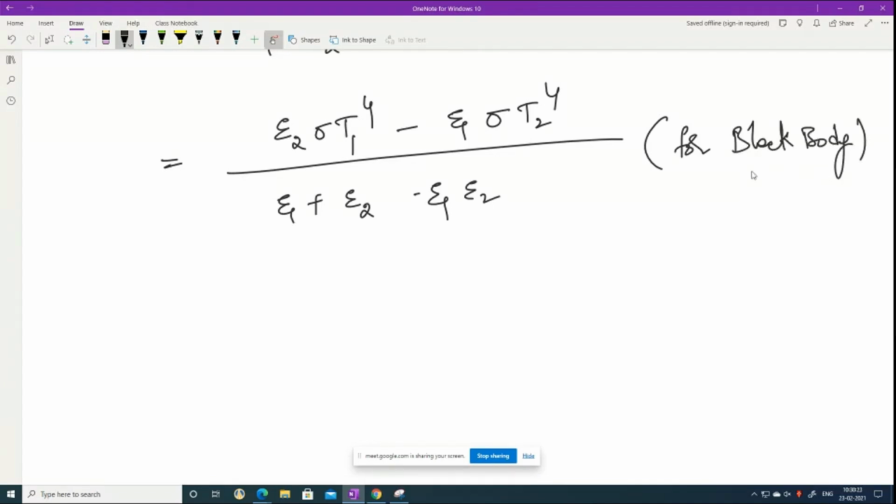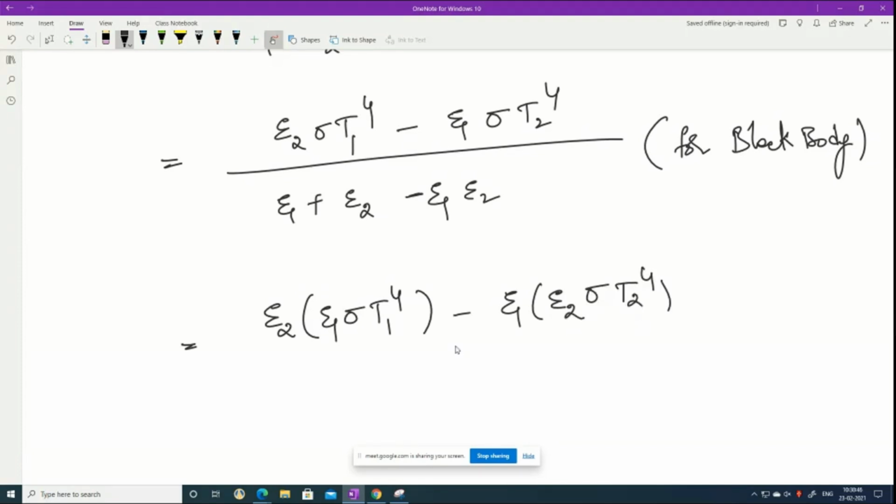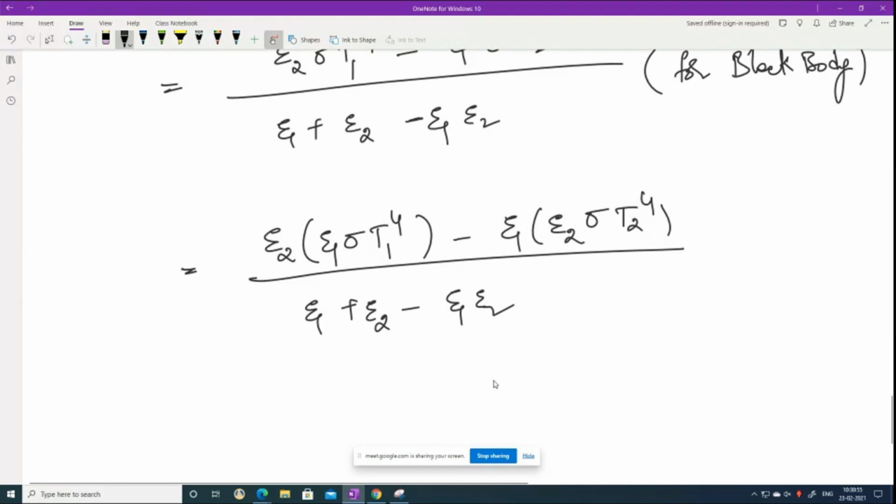If they are black bodies, what happens? The epsilons will be equal to 1 anyway, so that we cannot define. So what you have to write here is epsilon 1 into epsilon 2 into sigma T1 to the power 4 minus epsilon 1 into epsilon 2 into sigma T2 to the power 4, divided by epsilon 1 plus epsilon 2 minus epsilon 1 epsilon 2. So this is your expression.